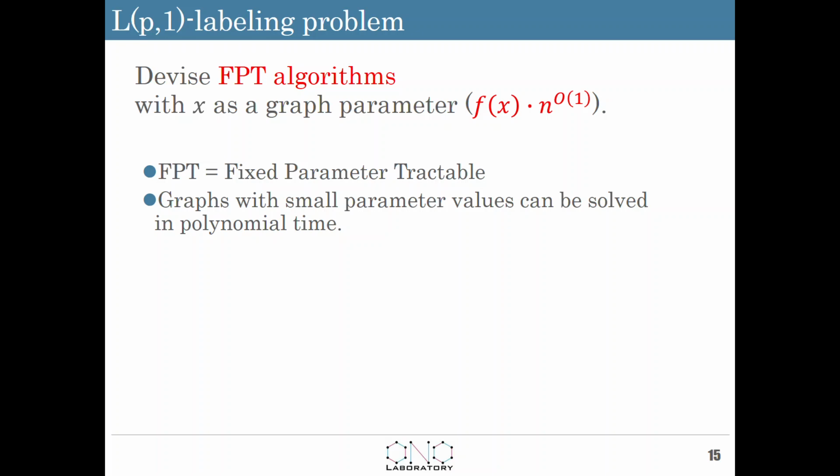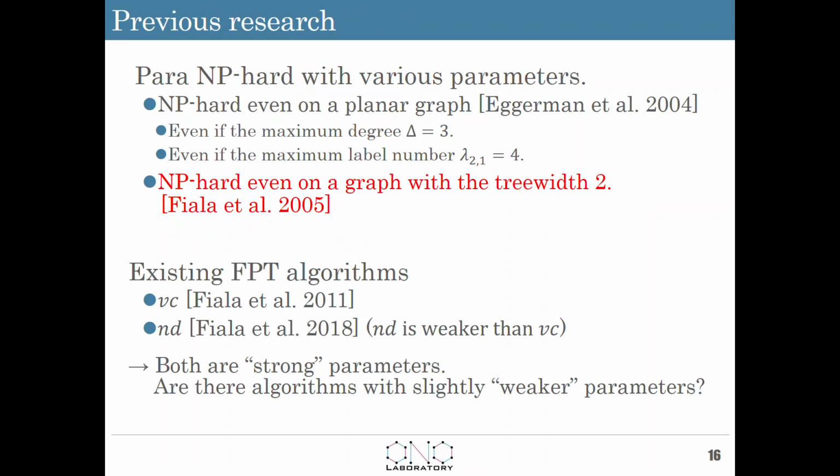So in this work, we focus on fixed parameter tractable algorithms. Previous work showed that it is para-NP-hard for various parameters. It is NP-hard on planar graphs even if the maximum degree is 3 and even if the maximum level number is 4. In addition, it is NP-hard even with tree width 2. On the other hand, FPT algorithms for vertex cover and for neighborhood diversity are designed.